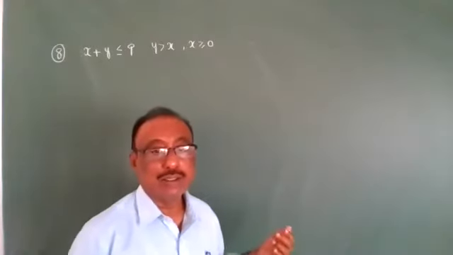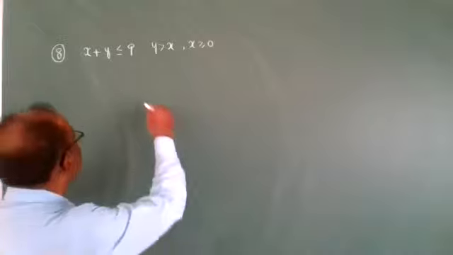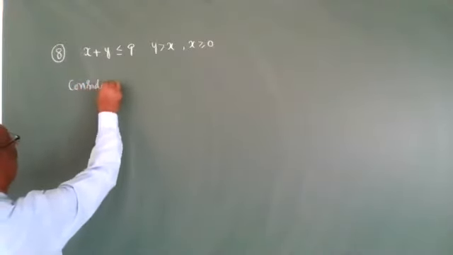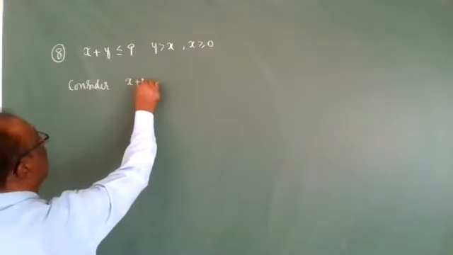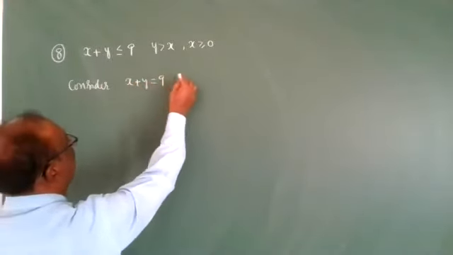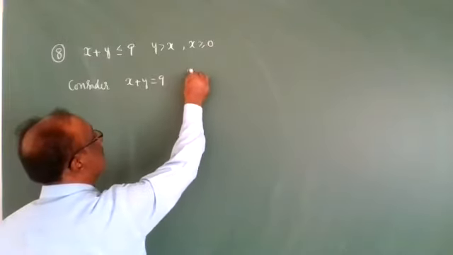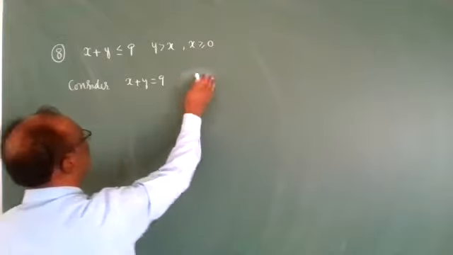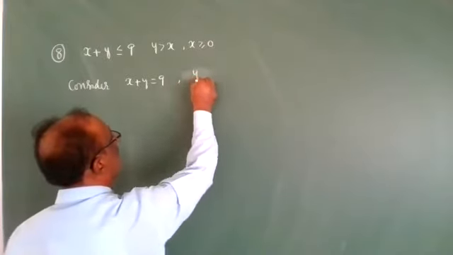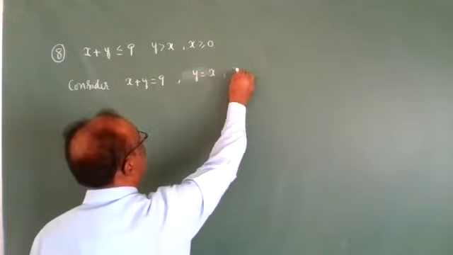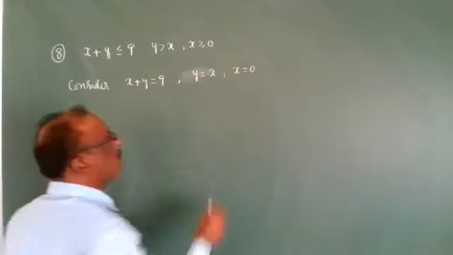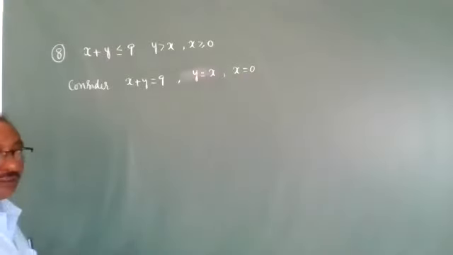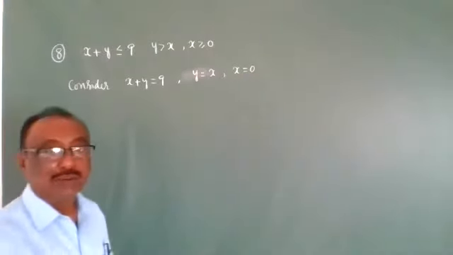Okay, right. So here, see, consider the equations. The equations are x plus y is equal to 9, and y is equal to x is one more equation, and x is equal to 0 is one more equation. So now I am going to take the first equation. I will write the points.